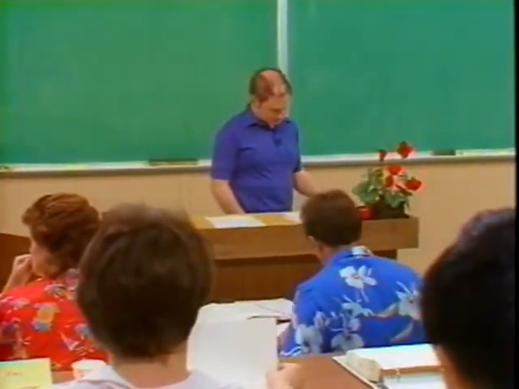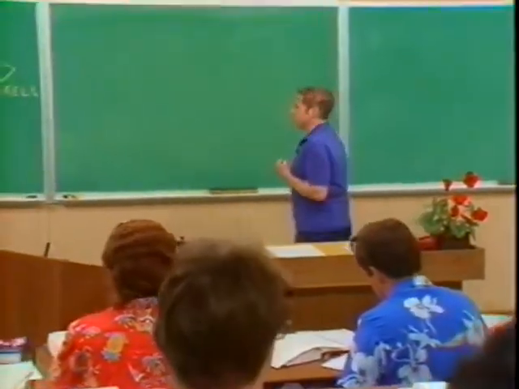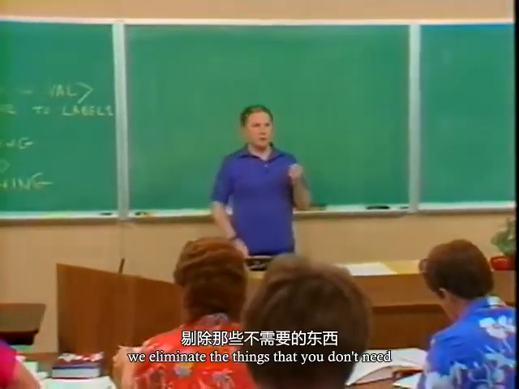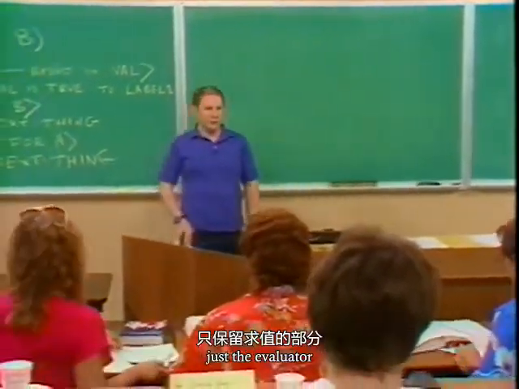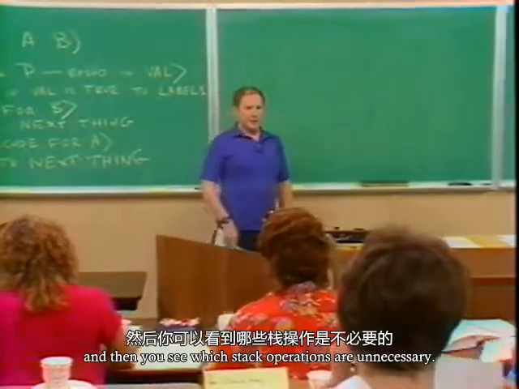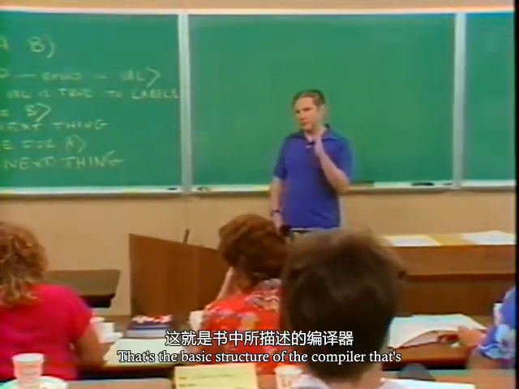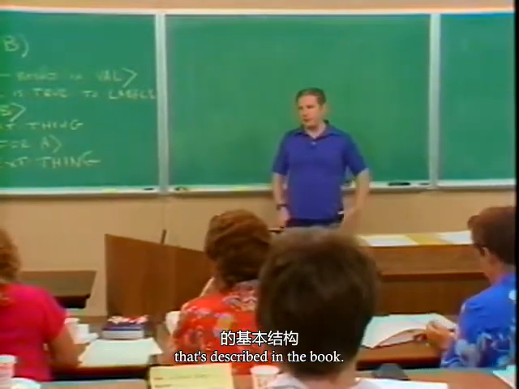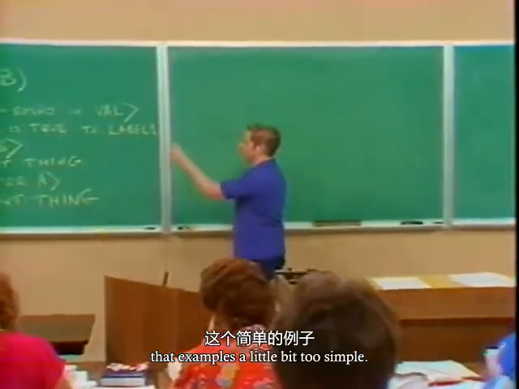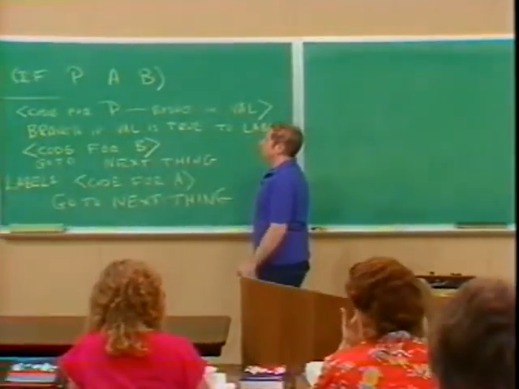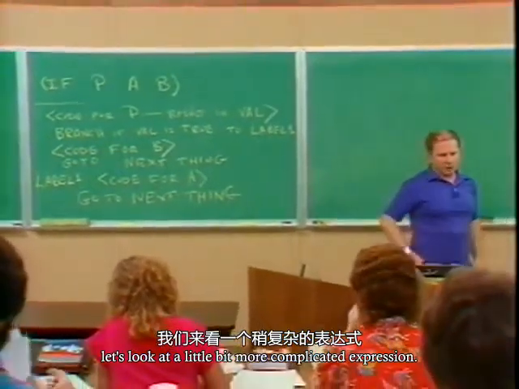Okay. Well, that's the basic idea. We take the evaluator, we eliminate the things that you don't need that in some sense have nothing to do with the compiler at all, just the evaluator. And then you see which stack operations are unnecessary. And that's the basic structure of the compiler that's described in the book. That example's a little bit too simple to see how you actually save a lot. Let's look at a little bit more complicated expression.